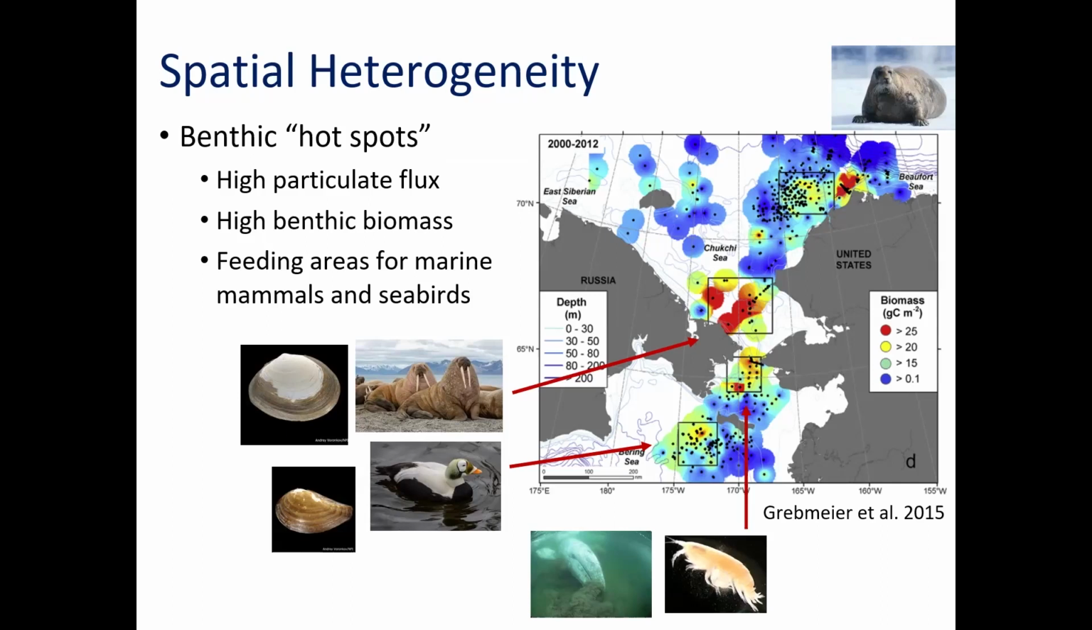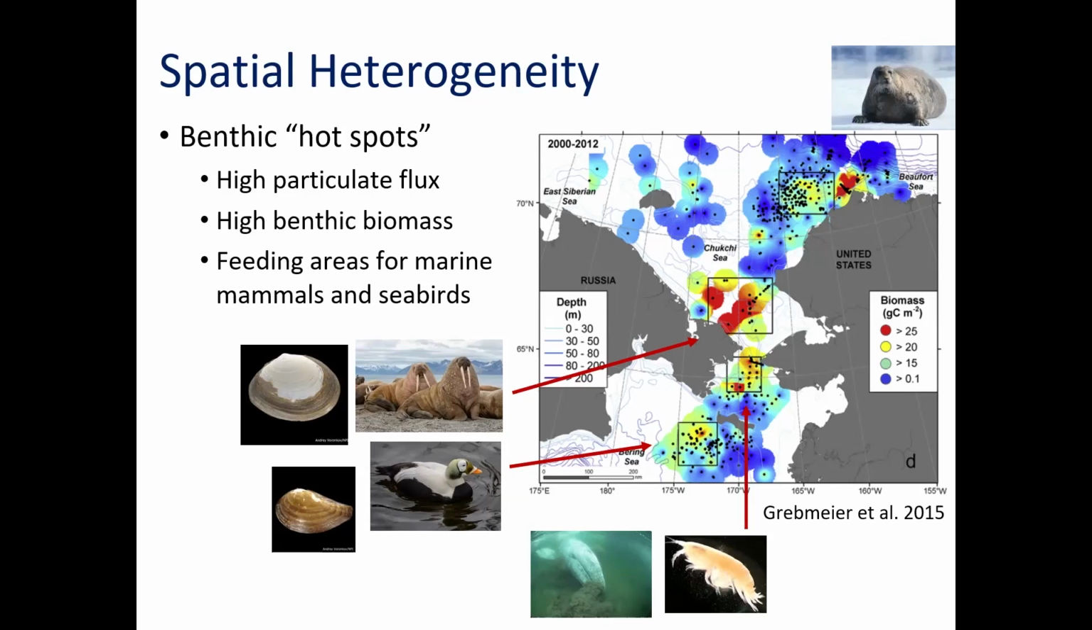And what you see here is just benthic biomass in carbon units, and these regions that have been identified as what people are calling benthic hotspots. So places where there's a lot of particulate flux to the seafloor, partly because of some of these water mass features. And there are places that we know to have elevated levels of benthic biomass. And there are also areas where we see intensive feeding activities of some of the benthic feeding mammal and bird species that are particularly of subsistence interest.